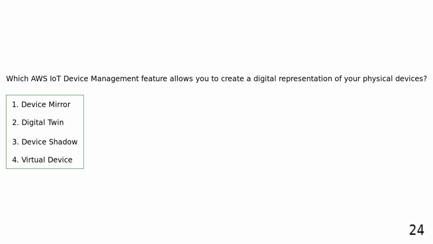Which AWS IoT Device Management feature allows you to create a digital representation of your physical devices? Device Mirror. Digital Twin. Device Shadow. Virtual Device.